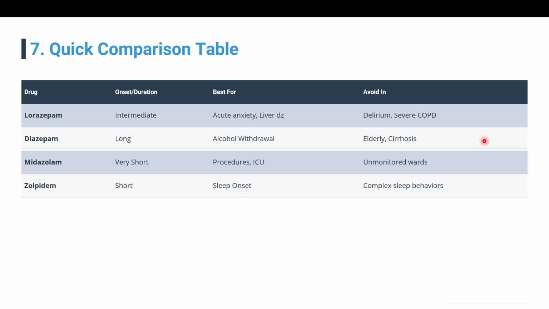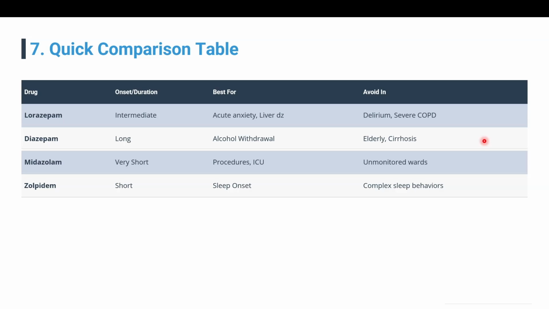So, a quick comparison between the inpatient sedatives that we previously discussed. Lorazepam: onset is very fast, that is 20 to 60 minutes. It is intermediate acting, up to 6 to 12 hours of action. It's best used for acute anxiety, alcohol withdrawal, status epilepticus, symptomatic insomnia. Avoid in delirium, severe COPD, encephalopathy, substance use disorders.